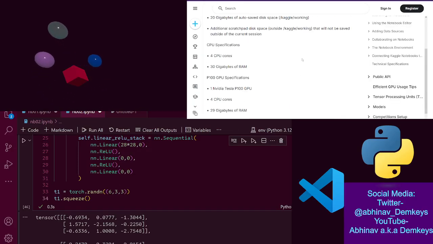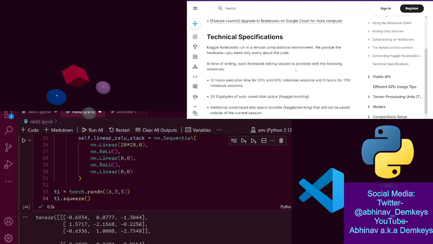Kaggle notebooks run in a remote computational environment. We provide the hardware. You need only worry about the code. Give me a second. Okay. At the time of writing, each notebook editing session is provided with the following resources: 12 hours of execution time for CPU and GPU notebooks.